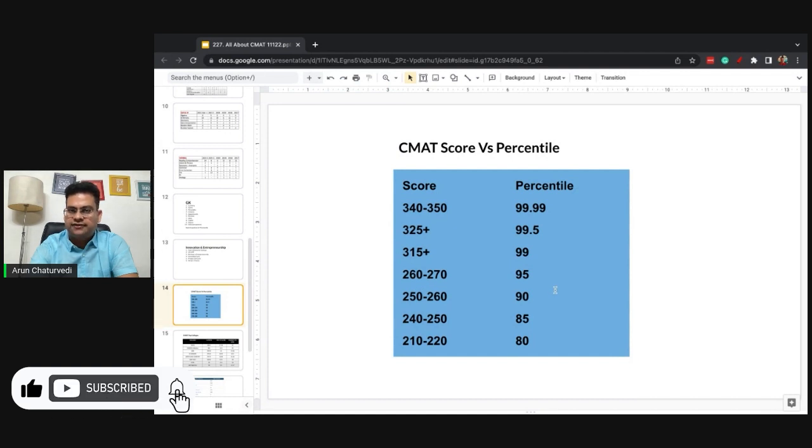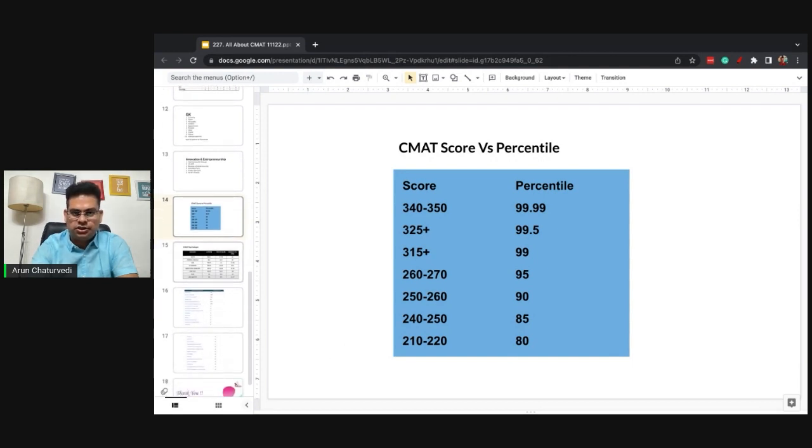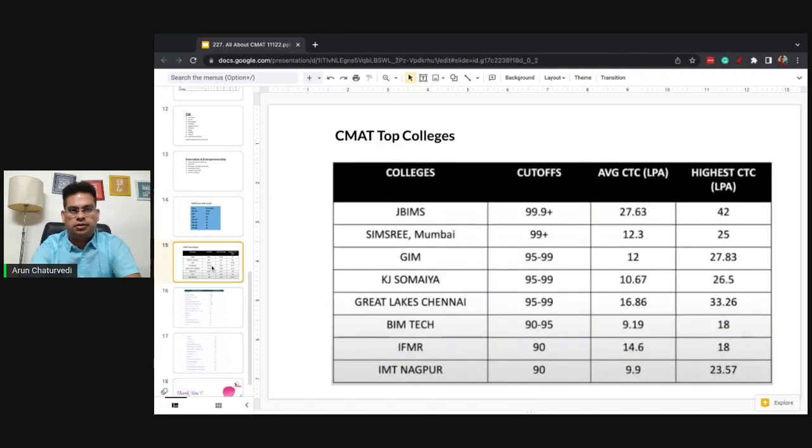Around 260, you get a 95 percentile, 250, 90 percentile, 240, 85 percentile, and 210, you get 80 percentile. Anything below 80 percentile, you will not get a good college. So you should aim for at least 210, and to be on the safe side 250 out of 400, which is achievable. In 3 months' time, if you prepare well and solve the last 10 years' papers, you should be able to get that.